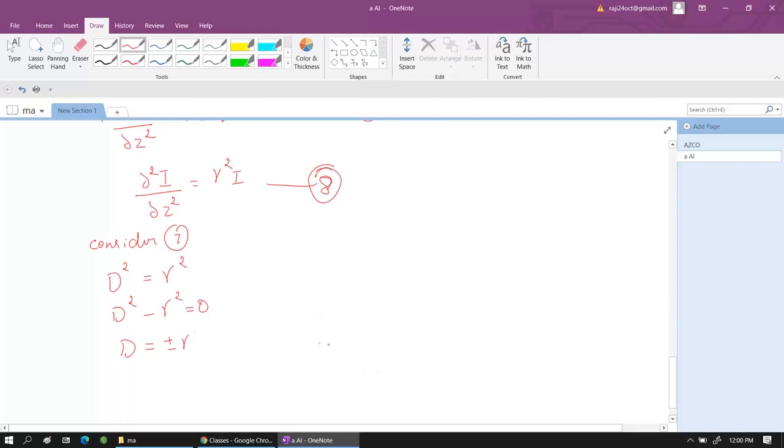Now what is this gamma? Gamma is called the propagation constant, which is equal to, gamma square was Z into Y, right? So gamma will be equal to square root of Z into Y. When it is square root of Z into Y, it is equal to alpha plus j beta.